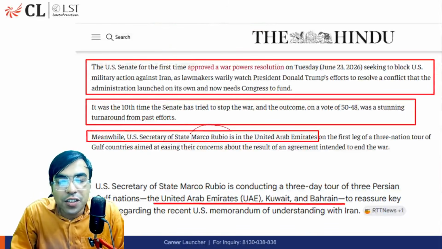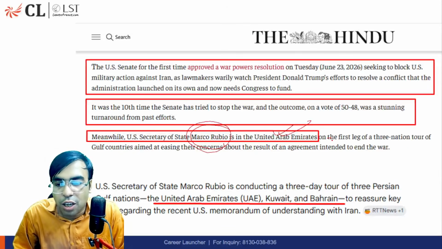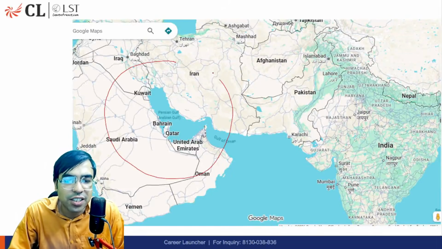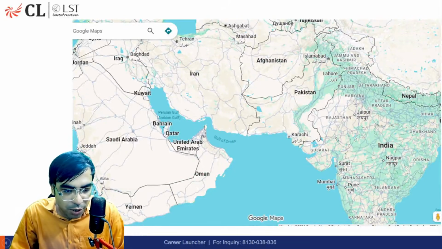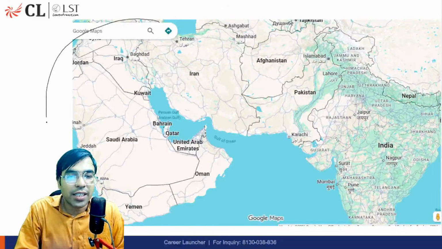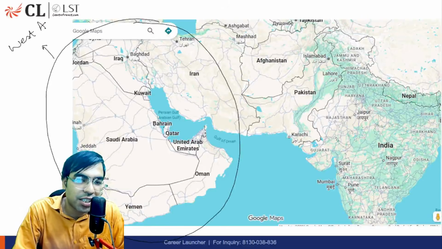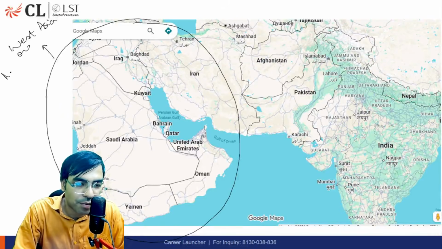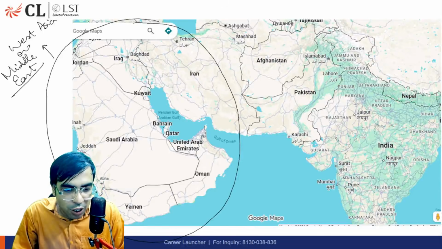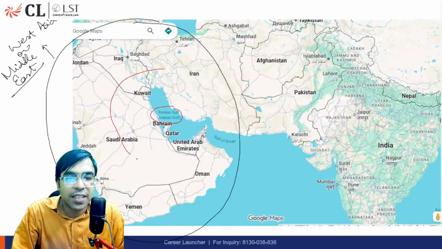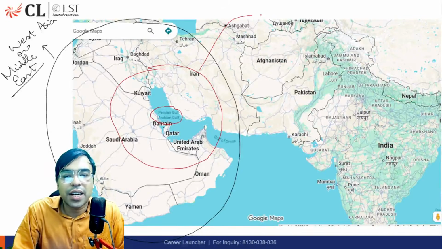So US Secretary of State Marco Rubio is actually in United Arab Emirates. First leg of a 3-nation tour. I'm sure you must be aware, this region is called Gulf nations. First of all, let me tell you, this entire region is called West Asia. We are talking about the West Asia crisis, etc., or Middle East. Also, this is the Persian Gulf or Arabian Gulf. So this region is called Gulf countries.